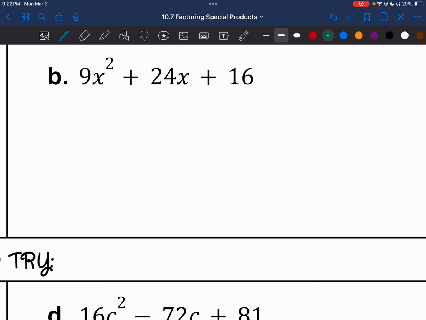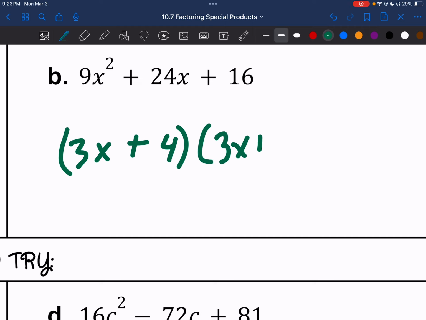Letter B, let's look at it. 9x squared plus 24x plus 16. First term, last term, both perfect squares. So let's see if we can take the square root. 9x squared, square root is 3x. And the square root of 16 is 4. So 3x plus 4, let's see if that middle term works. 3 times 4 is 12, times 2 is 24, times x is 24x. So then we've got 3x plus 4, the quantity squared.